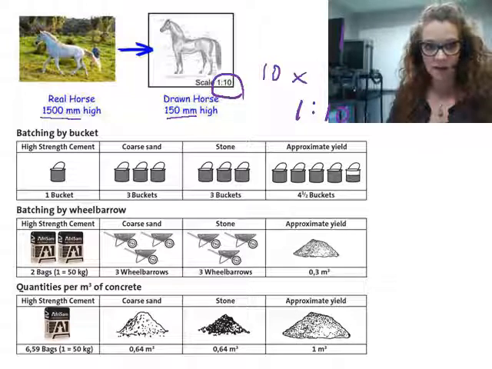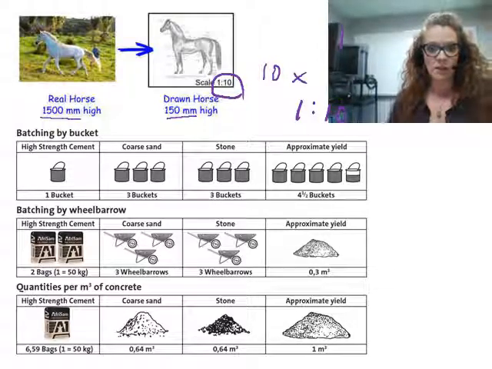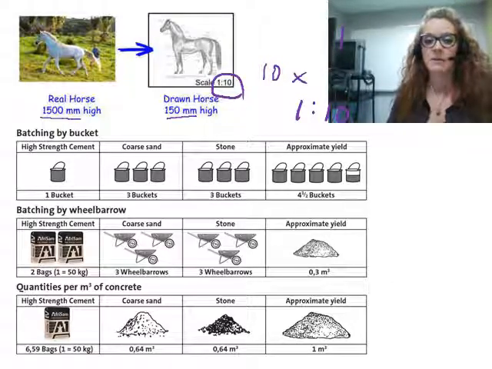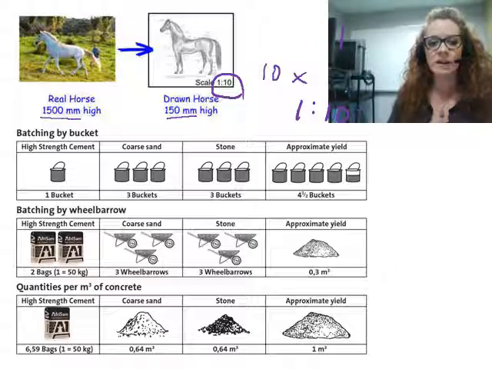Okay, other examples of ratio down here in the buckets. We're making cement. This whole chart is all about how to make cement. So you're going to buy a bag of cement. It's going to have a sort of a recipe on the back, and that recipe is going to tell you how much sand, how much water, how much stone, and so there's different ways to show that kind of recipe. So the first one says, if you're doing a batch by the bucket, you would need 1 bucket of the cement, 3 buckets of sand, 3 buckets of stone, and that's going to give you an approximate total of 4.5 buckets.